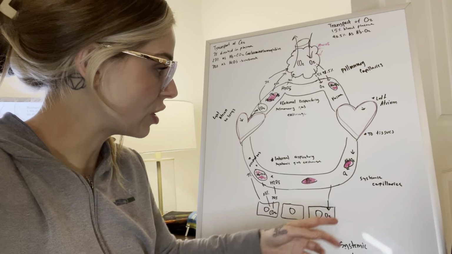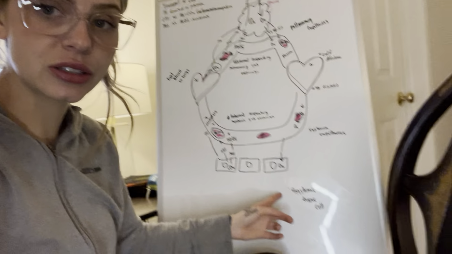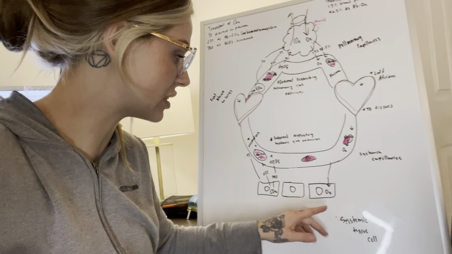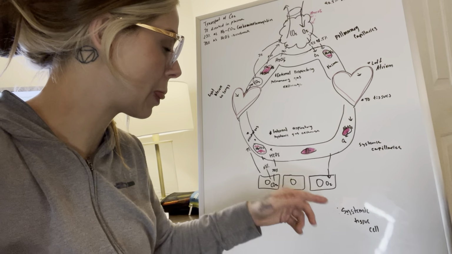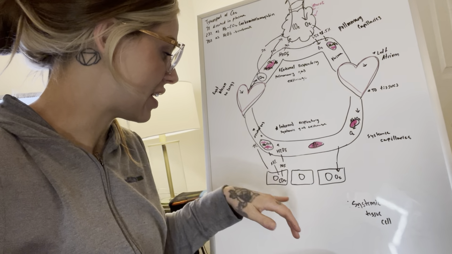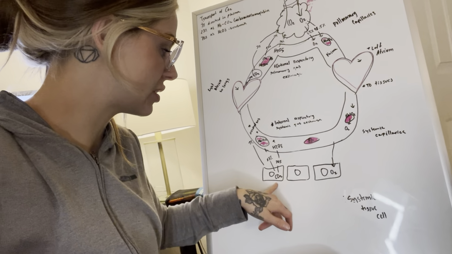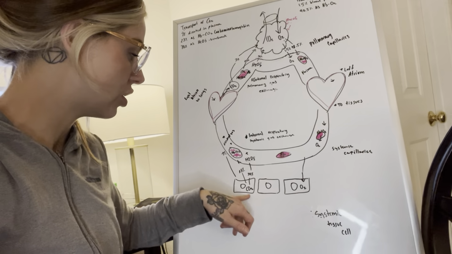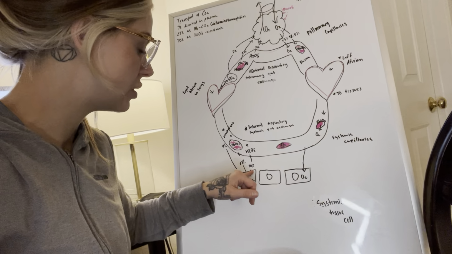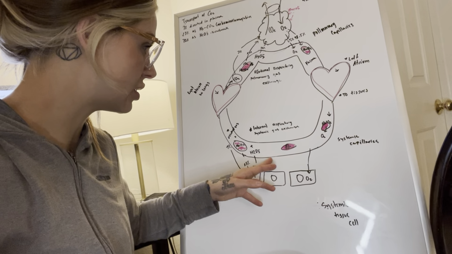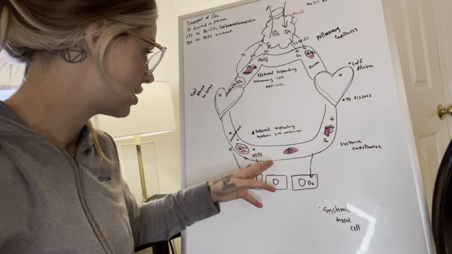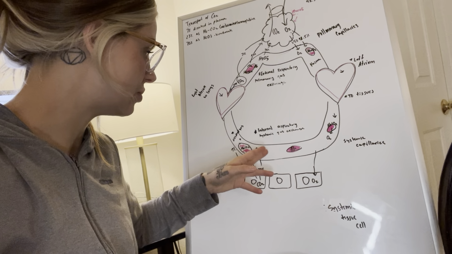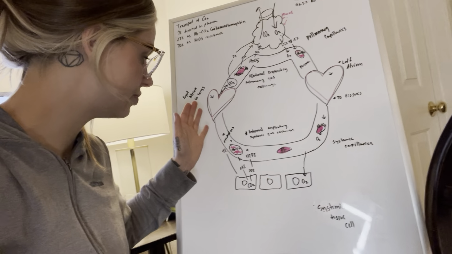capillaries, where we will then diffuse into the systemic cells that will perform cellular respiration. It's going to use up this oxygen, and then we're going to create a byproduct of carbon dioxide. Carbon dioxide will then diffuse into the systemic capillaries, but it will be going up deoxygenated.